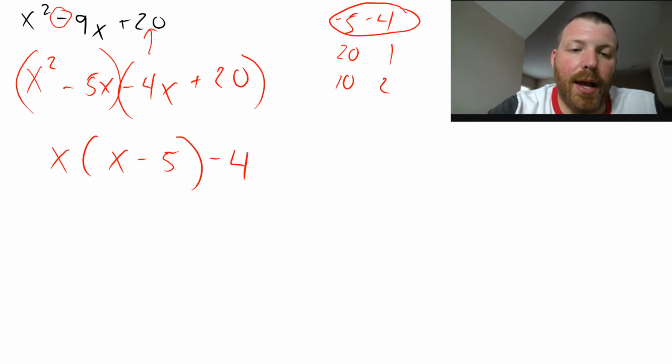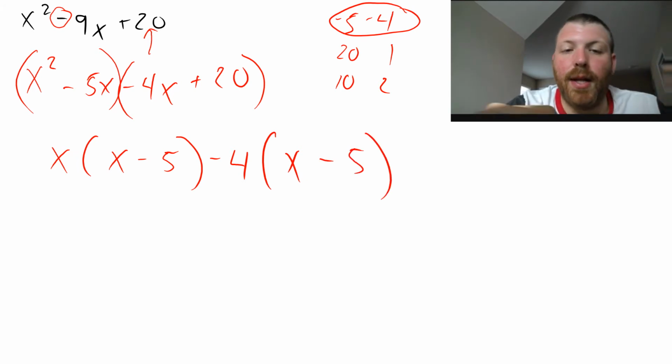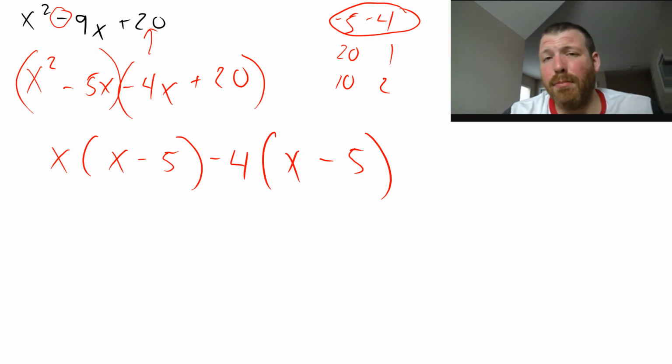And so if I take a negative 4 out, what's left on the inside will be a positive x because I'm taking negative 4 out. And what's left when I take negative 4 out of 20 is going to be a minus 5 instead of a plus 5. And that's important, okay? It's crucial that we have the same thing.